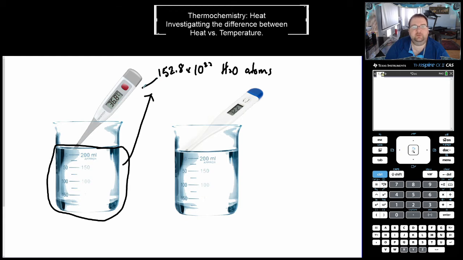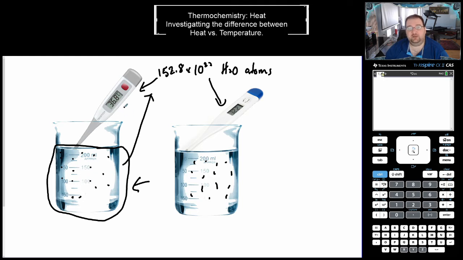Well, these ones are at a higher temperature than these ones, which means these particles in here, and remember there's the same amount in both beakers, the particles of water in this one are moving faster because they have more heat. And we know they have more heat because they're at a higher temperature. These ones have less heat because they're at a lower temperature. And we can only do this comparison because they have the same number of particles.